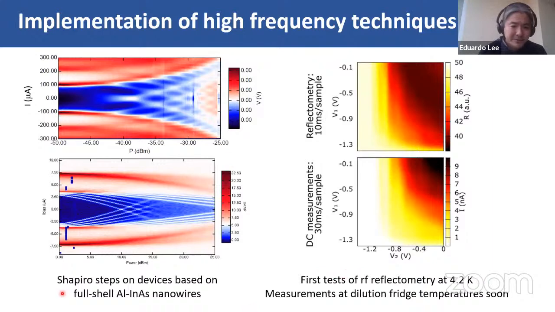Here are some Shapiro steps that we have been measuring in these devices based on the epitaxial aluminum indium arsenide nanowires that I've been showing. Here are some examples of 4 Kelvin reflectometry measurements for, again, tuning quantum dots.